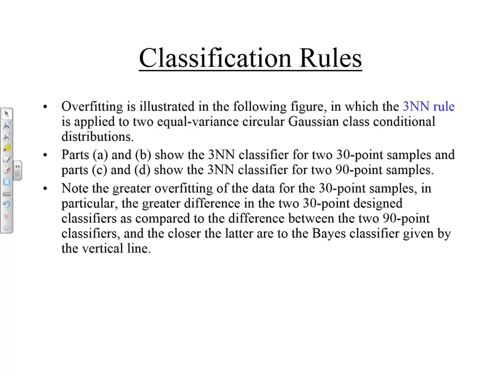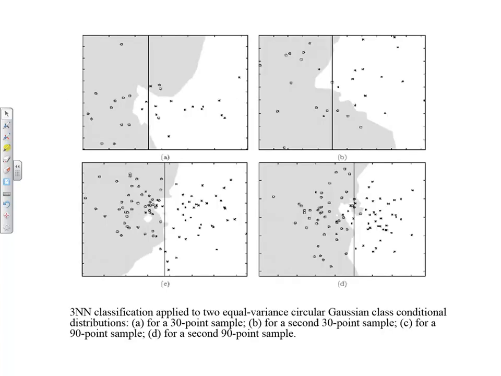So overfitting is illustrated in the figure that I just showed you, in which the 3 nearest neighbor rule is applied to 2 equal variance circular Gaussian class conditional distributions. Parts A and B show the 3 nearest neighbor classifier for 2 30-point samples, and parts C and D show the 3 nearest neighbor classifier for the 2 90-point samples. Note the greater overfitting of the data for the 30-point samples, in particular the greater difference in the 2 30-point design classifiers as compared to the difference between the 2 90-point classifiers, and the fact that the latter, the ones with the larger sample size, are closer to the base classifier given by the vertical line. All that is shown in that figure.